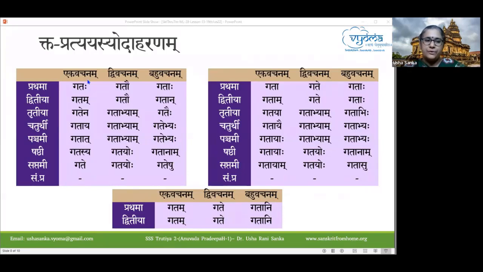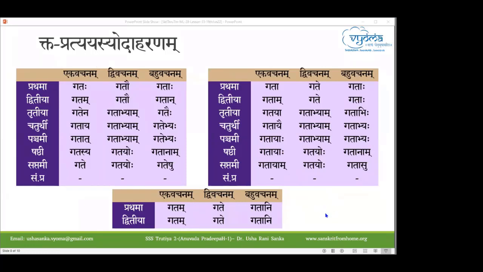I want one of you to read this table. Please read the Pumlinga table, then somebody read Strilinga, and I'll call names for that. Nataraja Brata, you can read the Pumlinga. Only this much you can read, no need to read more.